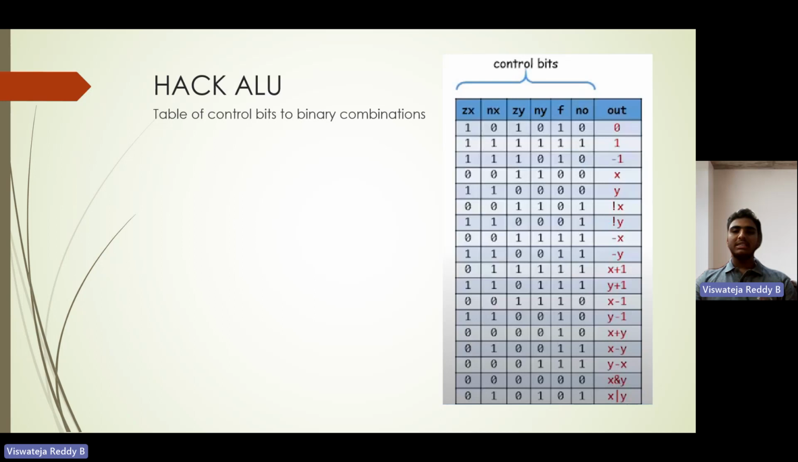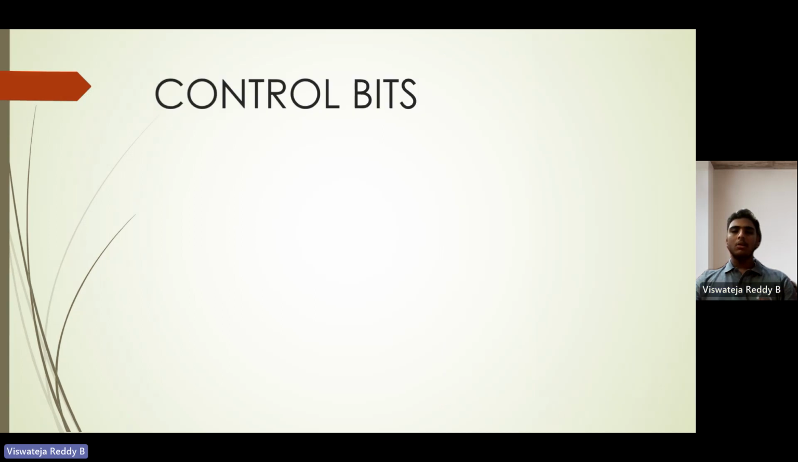So, for example, if we input ZX as 1, NX as 0, ZY as 1, and NY as 0, and we give the function as 1 and NO as 0, we get the output 1. Similarly, when you give all ones, the output is 1. When you give 1, 1, 1, 0, 1, 0, we get -1. Similarly, we get all the operations. When we give 0, 0, 1, 1, 0, 0, we get x. This is the Hack ALU table of control bits to binary combinations. That means all the control bits are assigned binary values and the resultant outputs have been displayed. Now let's look at the control bits of the Hack ALU.